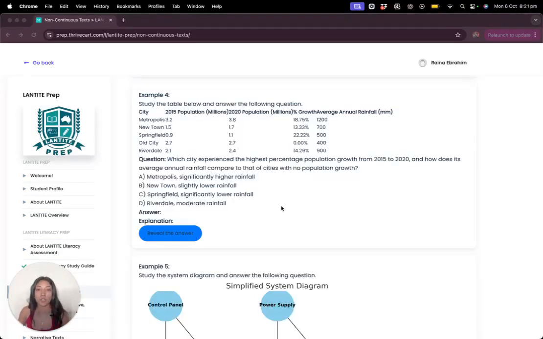Okay, so first I'm going to look for the city with the highest population growth. And from what I can see here, Springfield has the highest at 22.22%, but has an average rainfall of 500 millimeters. And then let's look for the city with no population growth, which is Old City, and has an average rainfall of 400 millimeters. So I'm going to say that C is the correct answer because it shows the greatest comparison.